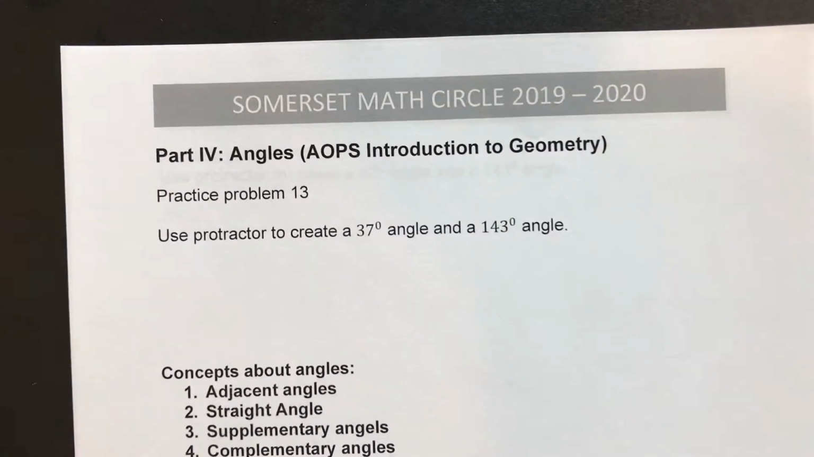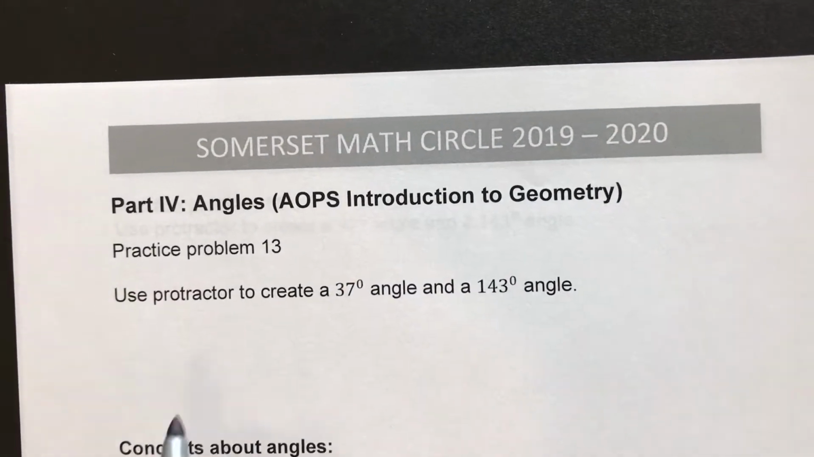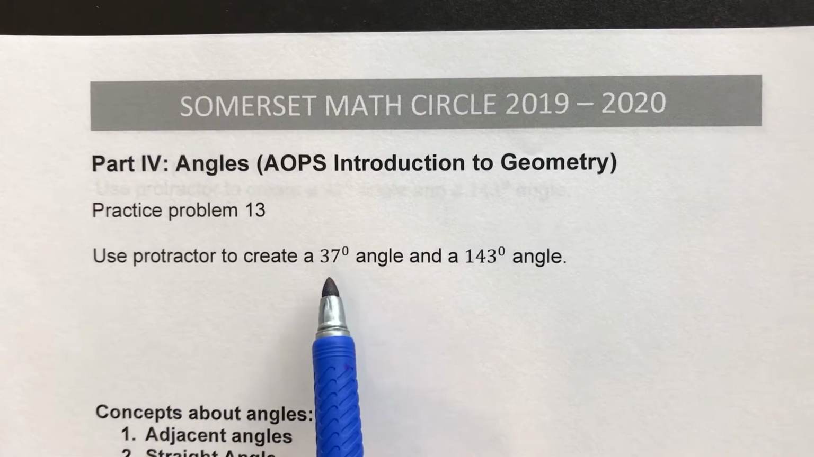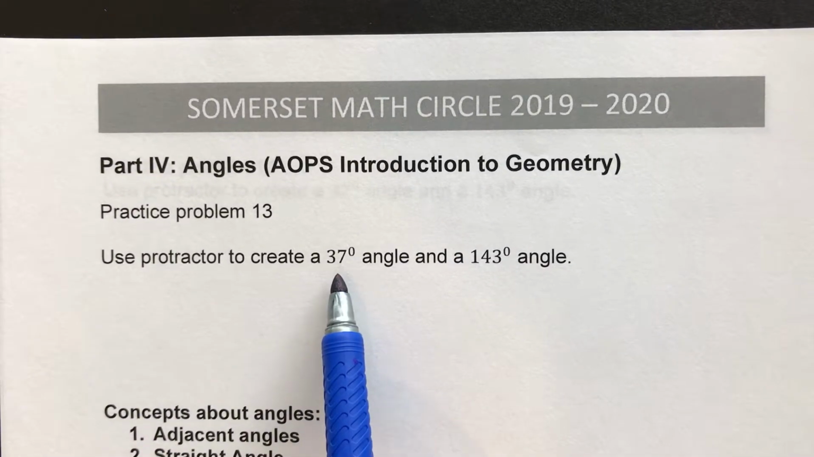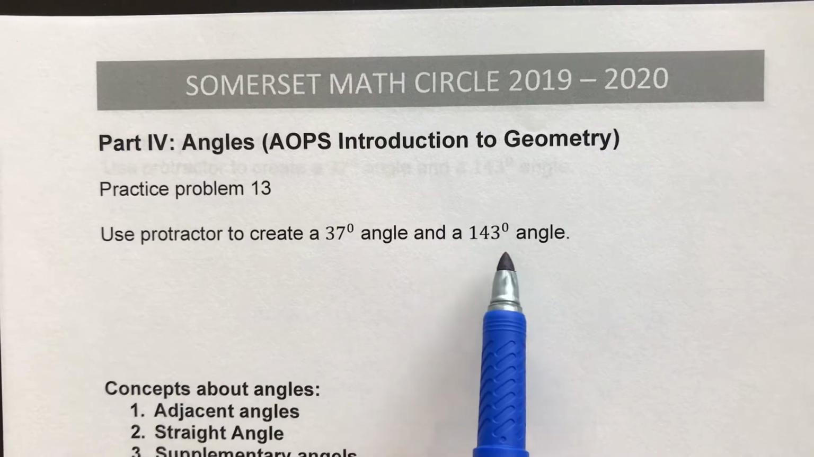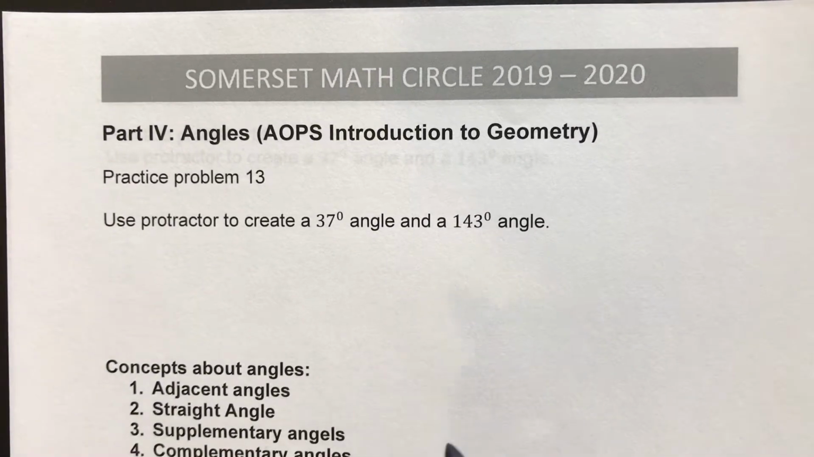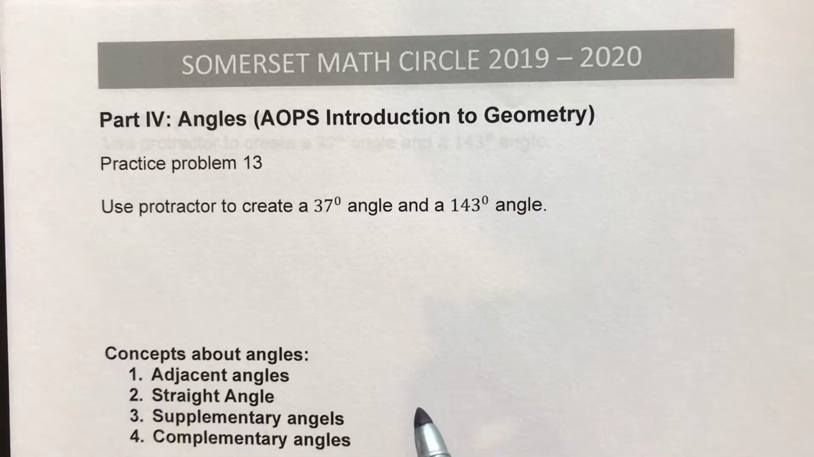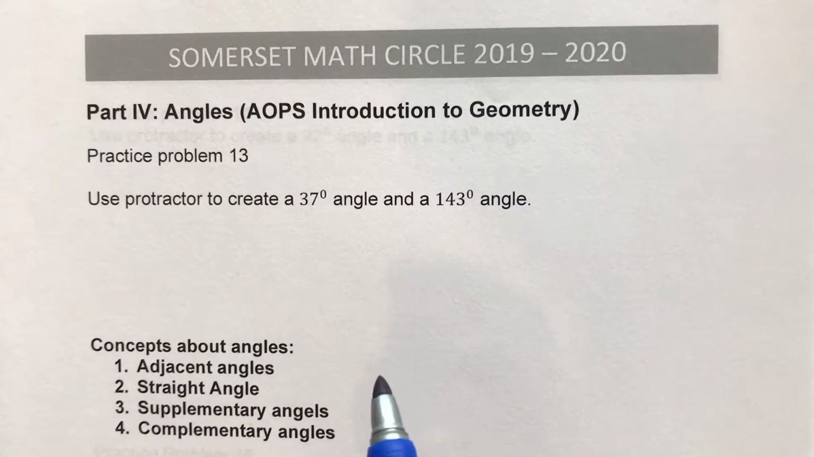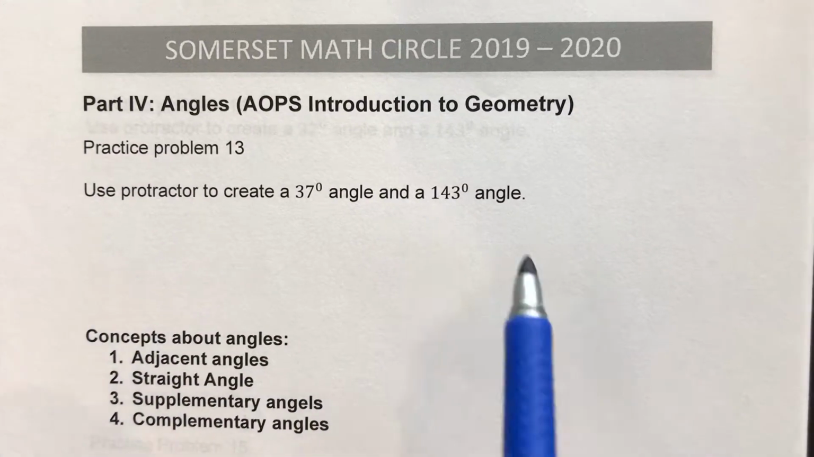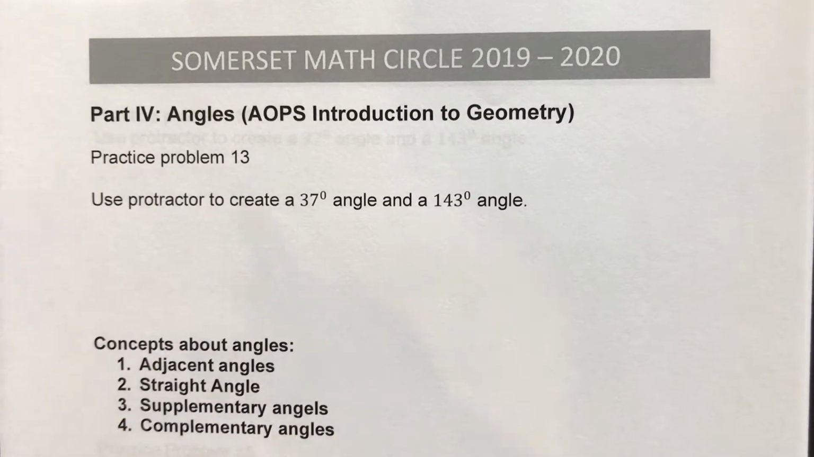Part 4, angles. Practice problem 3. In this first problem, we want a student to try at home to use a protractor to draw a 37-degree angle, which is the acute angle, and a 143-degree angle, which is the obtuse angle. So let them try, and also have a rough idea. An acute angle is smaller than 90, and an obtuse angle is greater than 90, to have a feel.